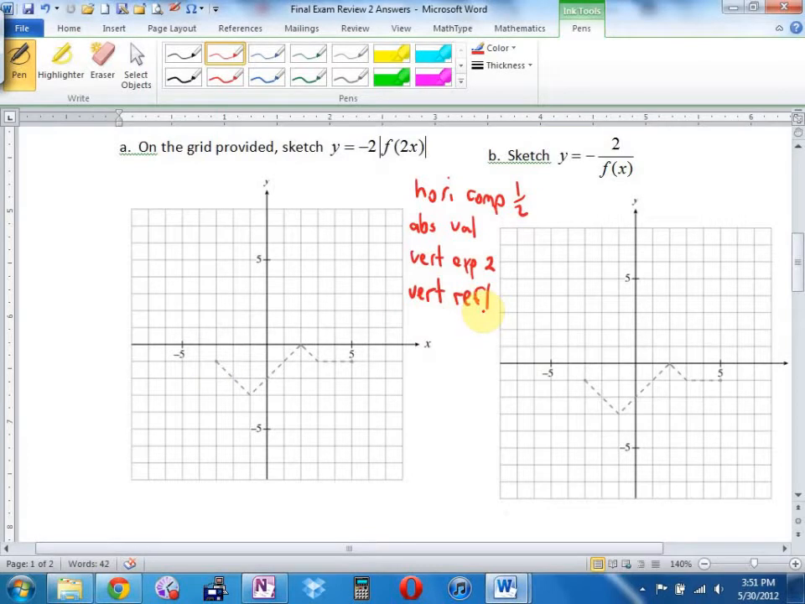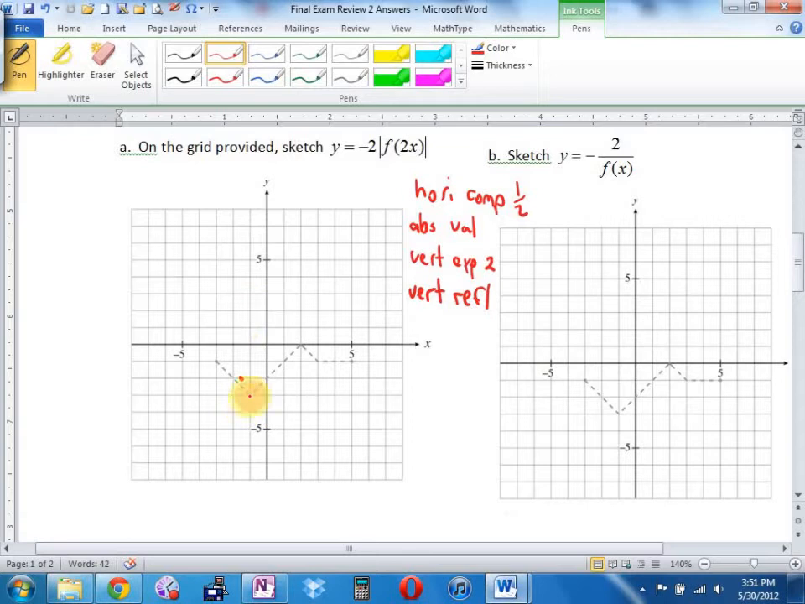So I'll do the key points. I'll do this point, this point, this point, this point, this point. I might do this one too because I'm a little suspicious that some weird stuff's going to go on here. Start here. Horizontally compressed by a half, I'll be 1.5 to the left. Absolute value, instead of 1 down, I'll be 1 up. Vertical expand, 2 up. Vertical reflection, -2. That point ends up right there.